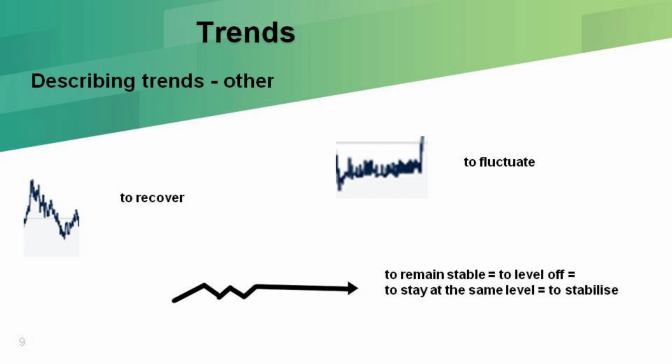The next verb, to fluctuate. As you can see, the sales keep going up and down all the time. In this case, you can say sales have been fluctuating. And the last verb I would like to show you is to level off, to remain stable. It's the same as to stay at the same level, to stabilize. To remain stable, to level off.